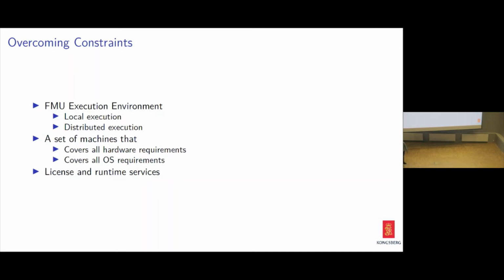So maybe you run some things on that laptop, and some things on that phone, but they need to be able to communicate with each other in some way. And of course, you need enough machines to cover all your hardware requirements and OS requirements. And you need all the license runtime services that your FMUs are dependent on.